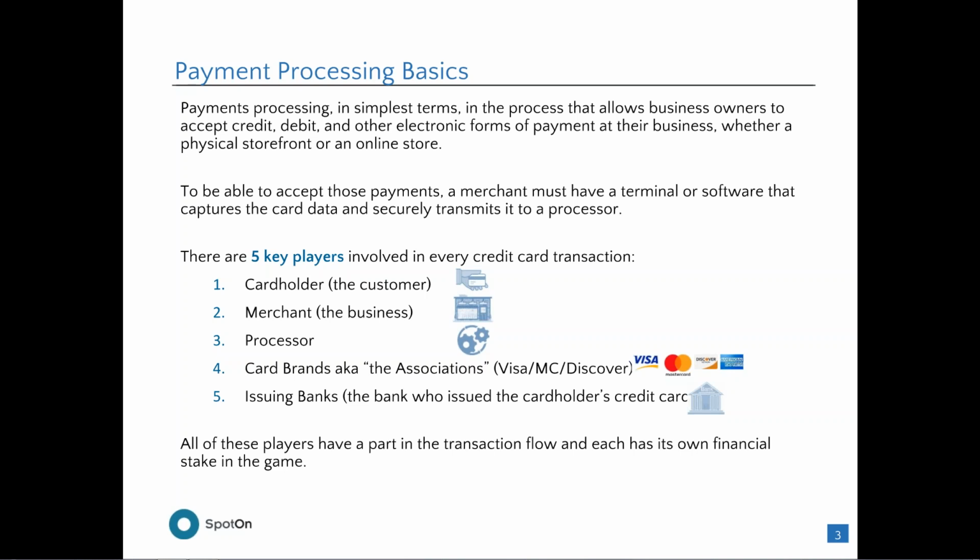Now, aside from that merchant and the processor, there are actually 5 key players involved in every single transaction. Of course, it all starts with the cardholder, and that would be the customer. Every transaction has to start there with someone initiating a transaction. And then they are initiating that transaction at a business, right? And in our industry, we call the business the merchant. There's also the processor, which, as I mentioned, is us in this example.